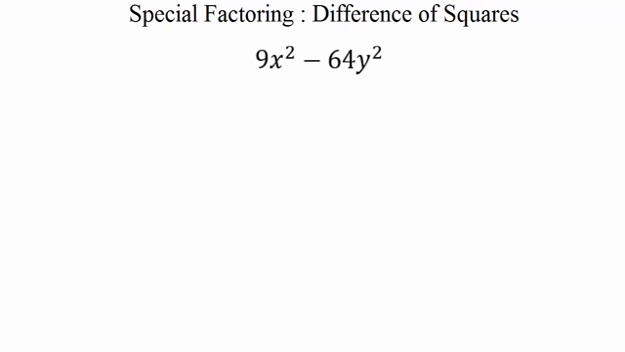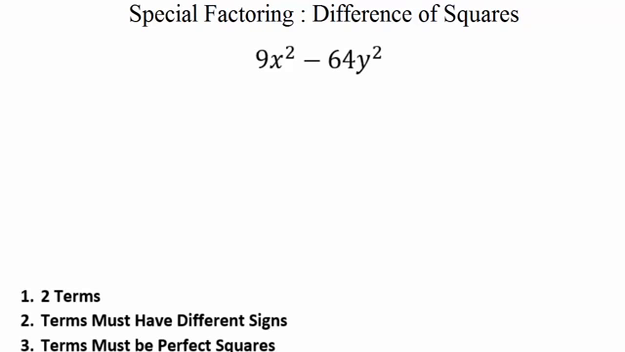Okay, so let's try another example. All right, so here we have another example, so let's go through our criteria for it being difference of squares. We do see that we have two terms here, 1, 2. Then we need to check, are they different signs? So the 9x squared is positive, the 64y squared is negative, so that's good. We have different signs. Third check, are they both perfect squares?